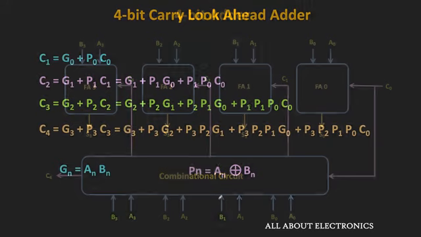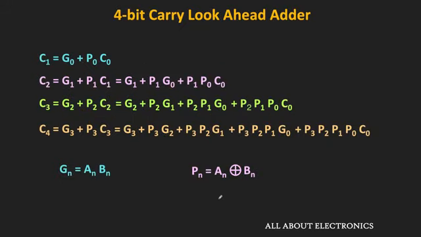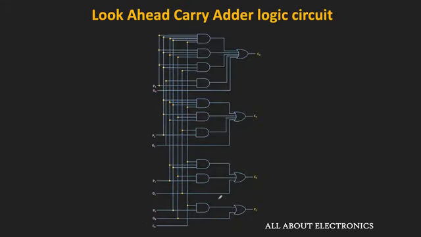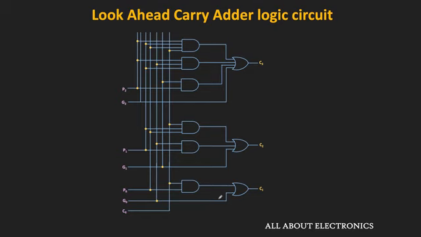If you see all these expressions, they are in sum of product form. In each expression, the product terms can be implemented using AND gates, and their summation can be carried out using an OR gate. If you see the logic circuit of this 4-bit look ahead carry adder, then it will look like this. As we have seen, this is the expression of C1, and as you can see, it can be implemented using a 2-input AND gate and a 2-input OR gate.